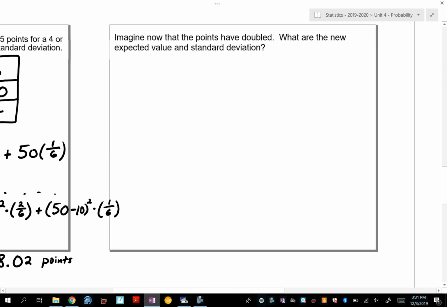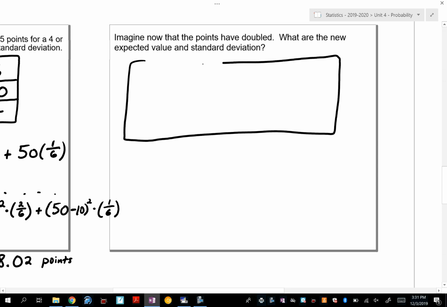Okay, imagine now the points are doubled. You ready for this? Another table. Can't you just double it? Well, let's see if that's actually true. I get students every day like, well, let's just double it. Well, do you know why that's okay?